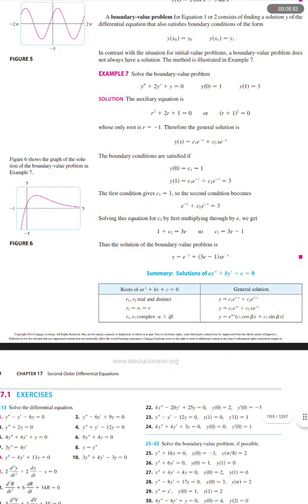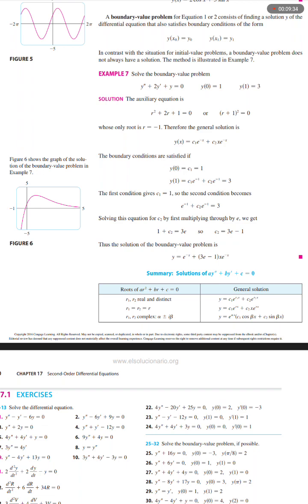Example 7. Solve the boundary value problem y double prime plus 2y prime plus y equals 0, y of 0 equals 1, y of 1 equals 3. Solution. The auxiliary equation is r squared plus 2r plus 1 equals 0, or open r plus 1 close squared equals 0, whose only root is r equals negative 1.